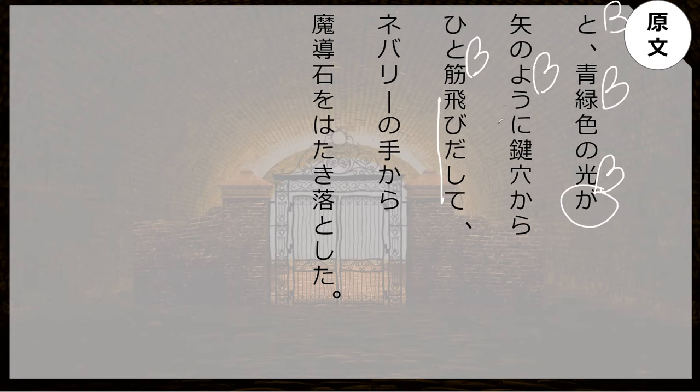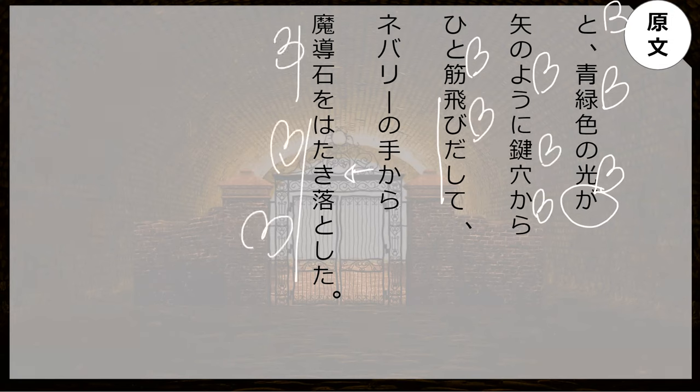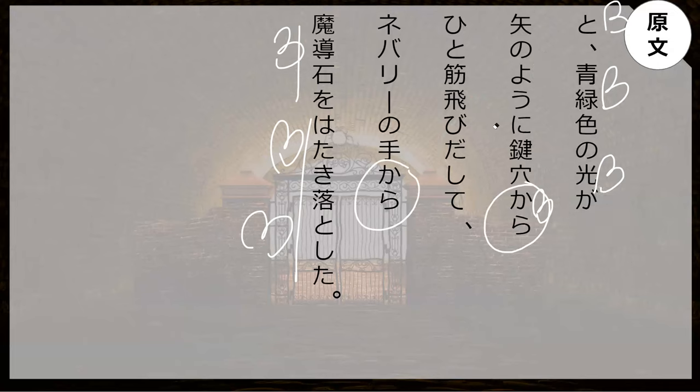In one line, it dashes out, tobidashita. It came out from the keyhole. And then Neburi no te kara, from the hand of Neburi, madoseki o, it hits the magical stone and sends it falling. Hataki, it hits, and then otoshita, it sends it falling. So we have two different kara here, and they're marking different locations.